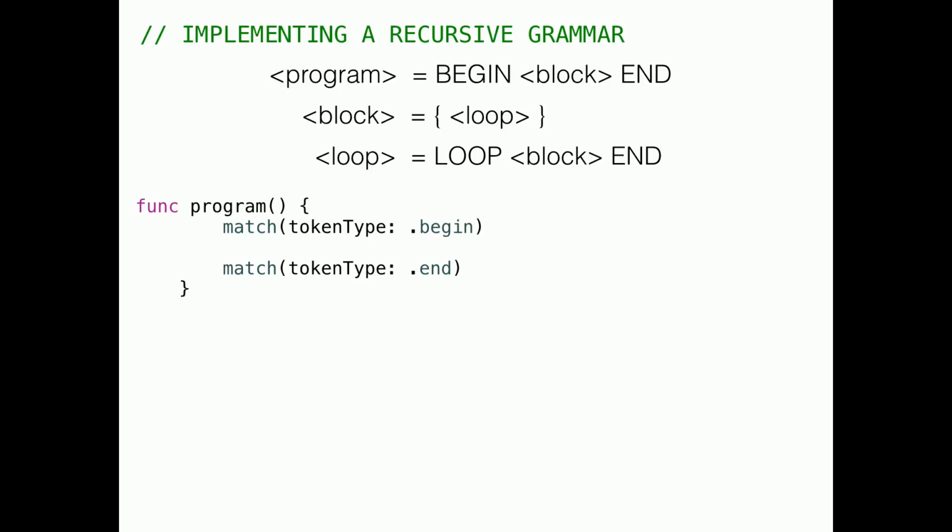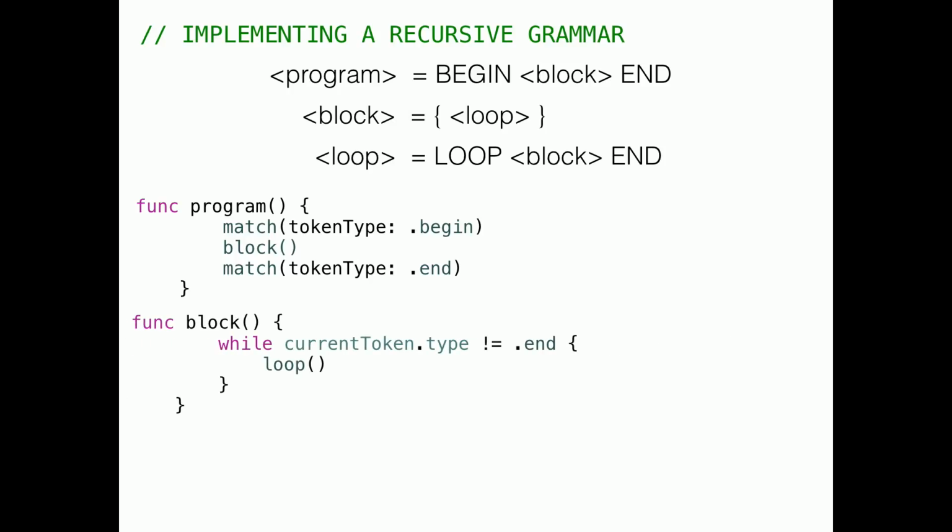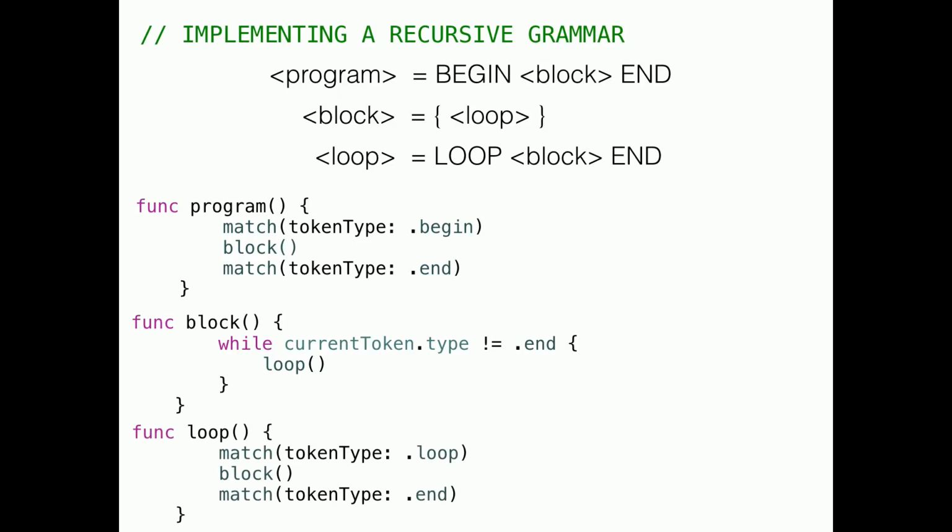Here's our grammar. Again, just repeating that, and here's where we left off with our parsing, our program parser. Since we've added the block in between our begin and our end keyword, all we'll do in our parser is call out to a block parsing routine, which we'll just define as another function. Now a block can have 0 or more loops, and if a block is terminated with the end keyword, what our block parsing routine will do is keep on parsing loops until it sees the end keyword. And now our loop parsing function will match the loop keyword, parse a block, and match the end keyword.